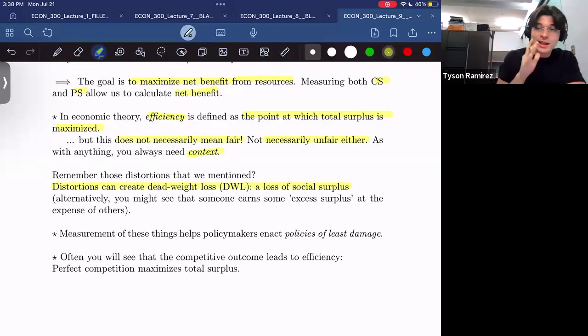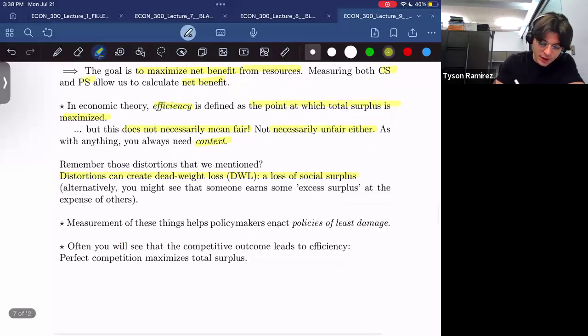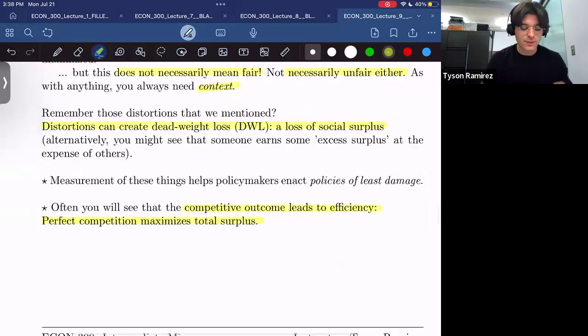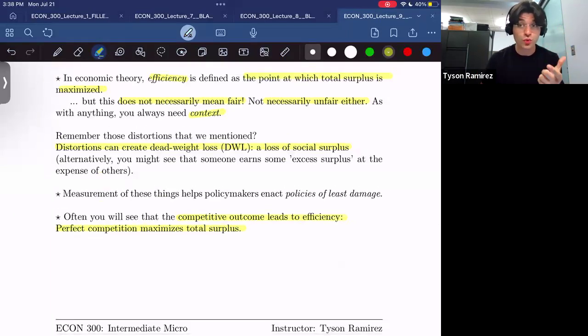And the last note is that in econ theory, we see that the competitive outcome leads to efficiency. In other words, perfect competition maximizes total surplus. This is a recurring theme in econ, so you should get used to that. True perfect competition will maximize total surplus. Any deviations from perfect competition will take us further and further away from efficiency and further away from that maximum total value.